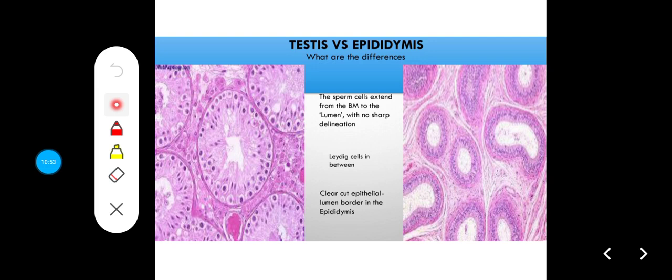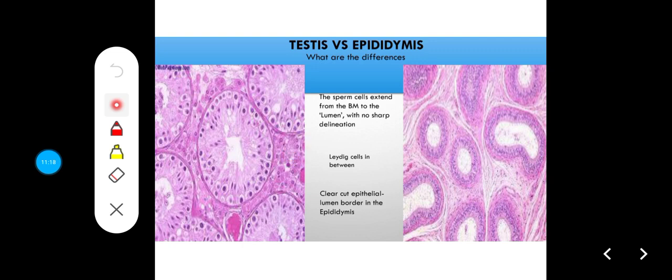Then Leydig cells in between. So Leydig cells are these cells that are in between the seminiferous tubules. And then you can find blood vessels as well. Leydig cells are found in between. Leydig cells produce the male androgen, testosterone.